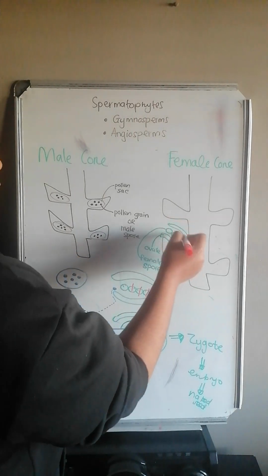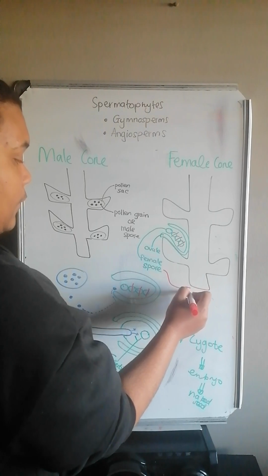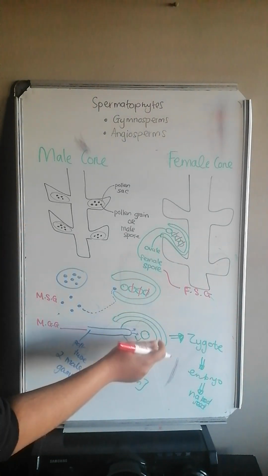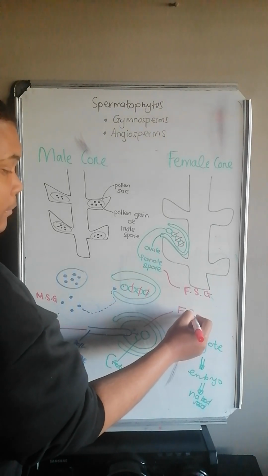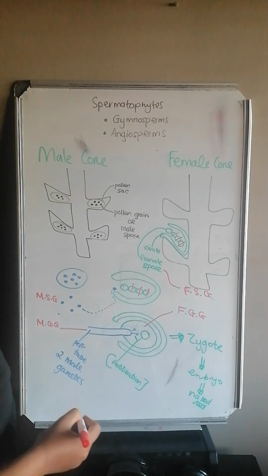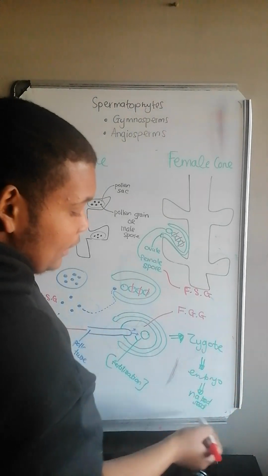Then when the 3 disintegrate, that is here your female sporophyte generation. Then when only one spore survives here, that is known as your female gametophyte generation. And then obviously here when the zygote forms, it will form an embryo, it will form a naked seed.